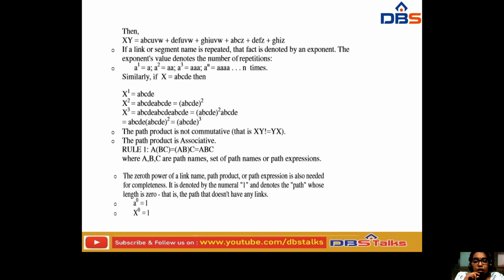The zeroth power of a link name, path product or path expression is also needed for completeness, and it is denoted by the numeral 1 and denotes the path whose length is 0. That is, the path does not have any links. That is, a to the power 0 is equal to 1, x to the power 0 is equal to 1. These are the two paths that do not match any type of links.